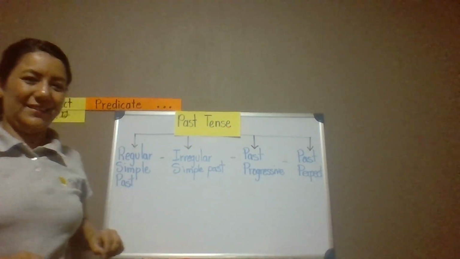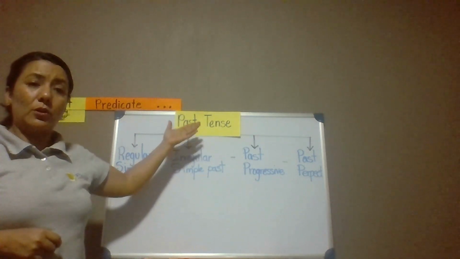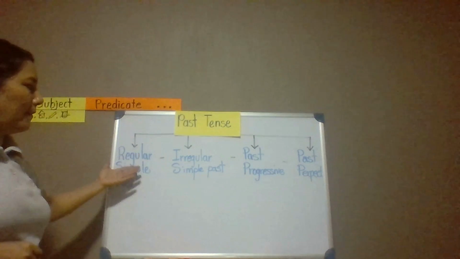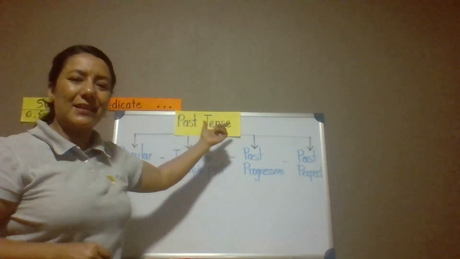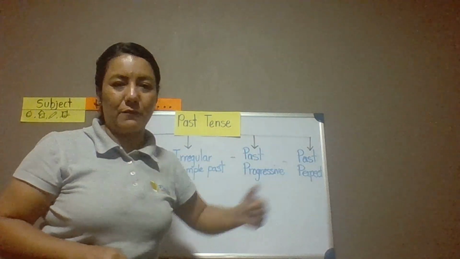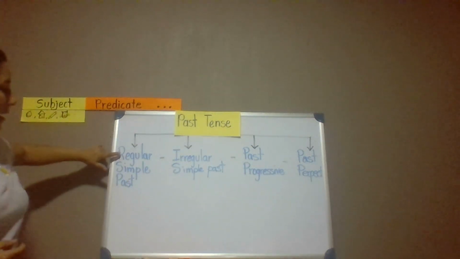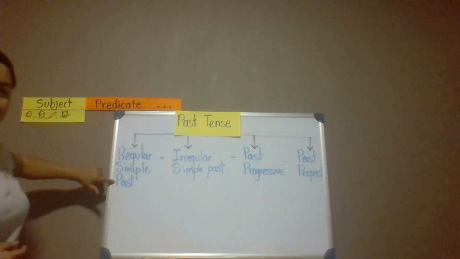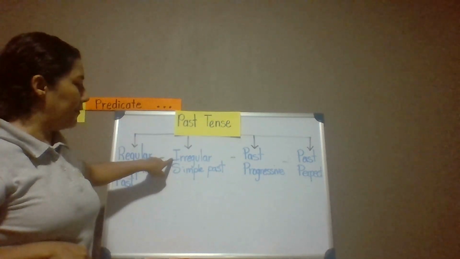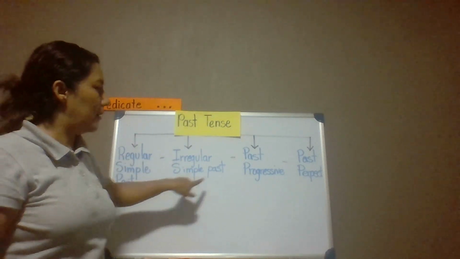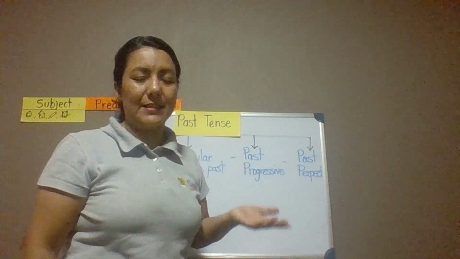Okay? Just like we did in the previous class about present tense and its different forms, today we are going to practice past tense in four different forms. In these four different tenses, I should say. We have regular simple past. Then we have irregular simple past. Then we have past progressive. And finally we have past perfect.